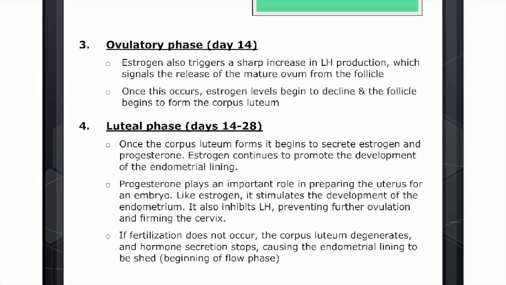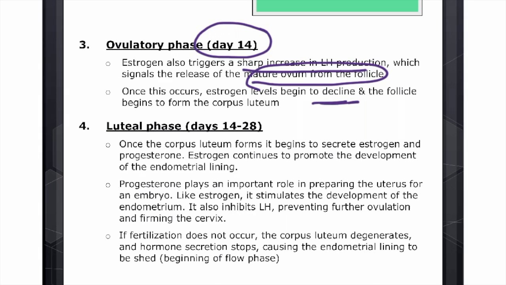Your ovulatory phase. So this occurs just on day 14. This is where estrogen is going to trigger a sharp increase in LH, which signals the release of the mature ovum from the follicle. So this is where that mature egg is going to be released into the fallopian tube. Now, once this occurs, estrogen levels will begin to decline.